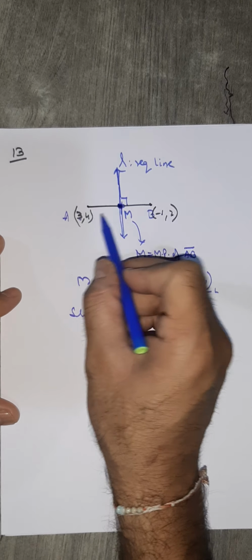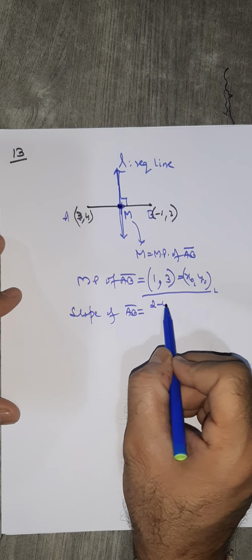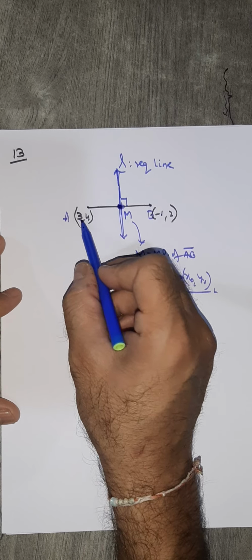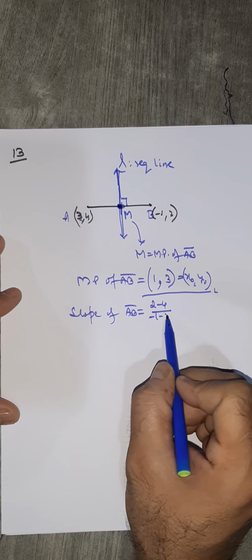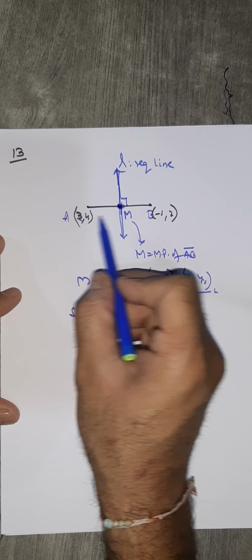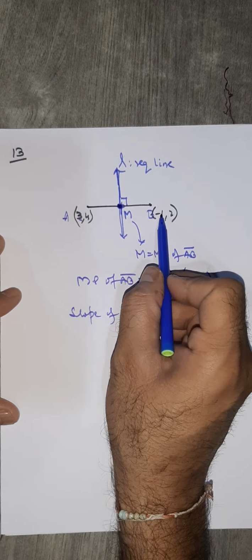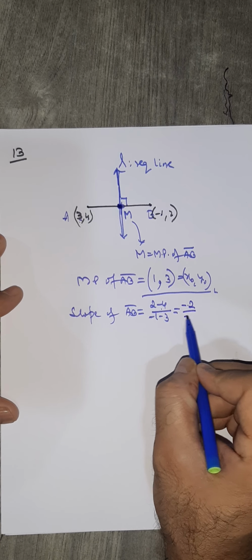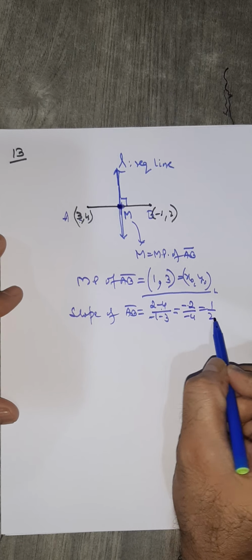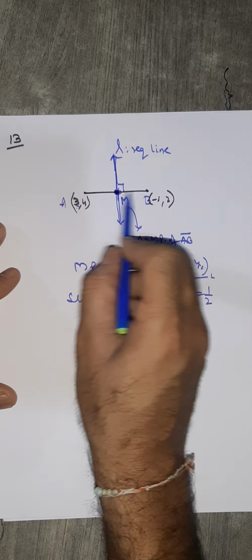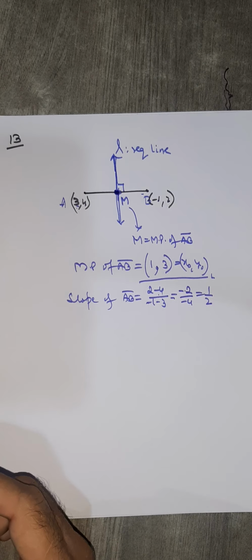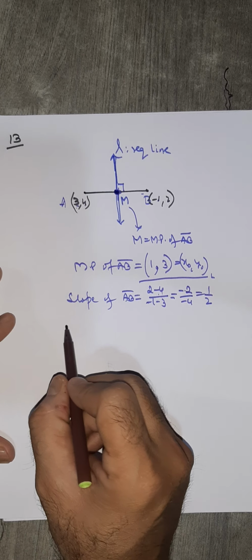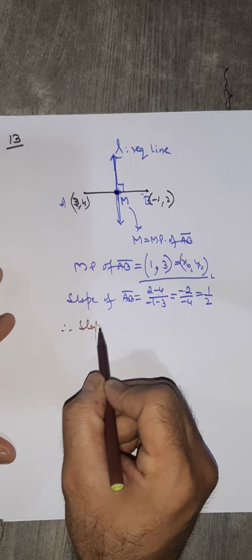What is that? y2 minus y1, that is 2 minus 4 upon x2 minus x1, -1 minus 3. I repeat, y2 minus y1 upon x2 minus x1. So this is -2 and this is -4. So it is half. So slope of AB is half. Now perpendicular concept. So therefore, what is the slope of the required bisector?